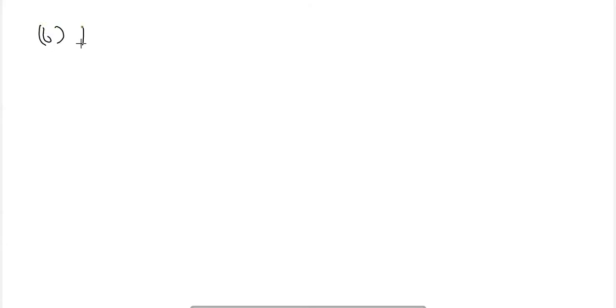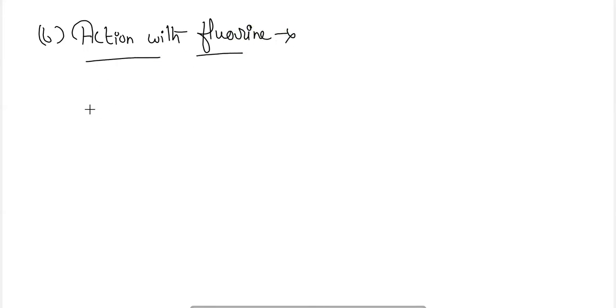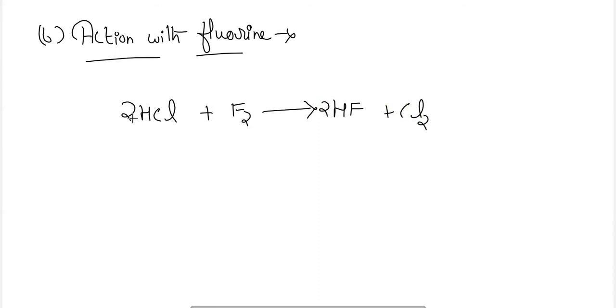Next, its reaction with fluorine. So fluorine will displace the chlorine from the hydrochloric acid to form hydrogen fluoride. And bromine and iodine have no action on the hydrochloric acid because they cannot displace chlorine from the hydrochloric acid.